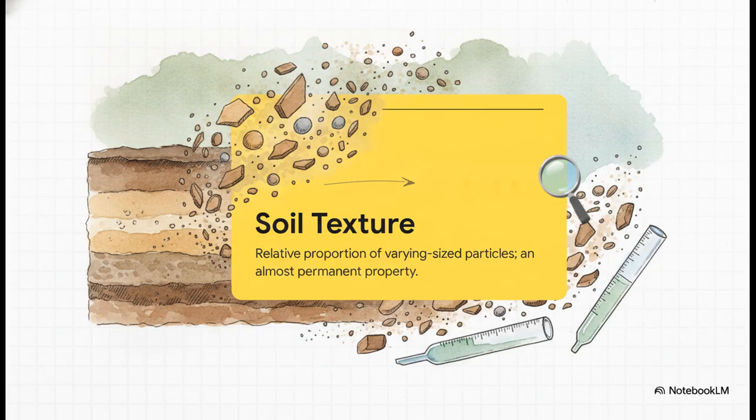The definition here is key. Texture is the relative proportion of particles of varying sizes. We're talking specifically about sand, silt, and clay. Now here's the wild part. This texture is considered an almost permanent property of the soil. Sure, it might change incredibly slowly over massive stretches of time, but for all practical, human-scale purposes, it's fixed.